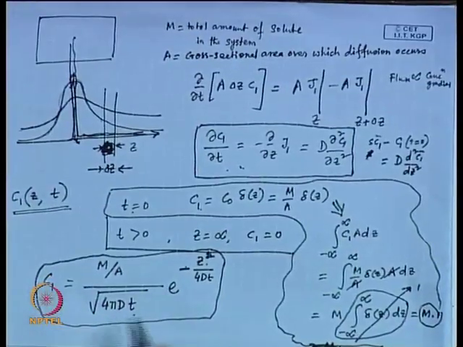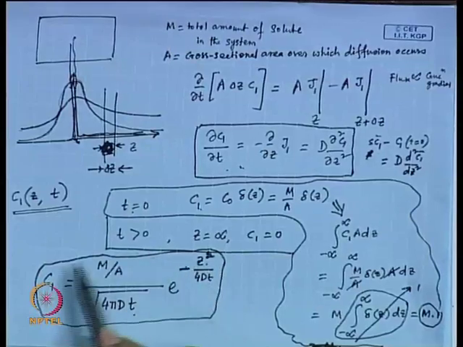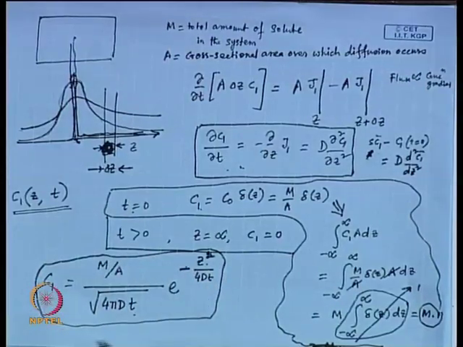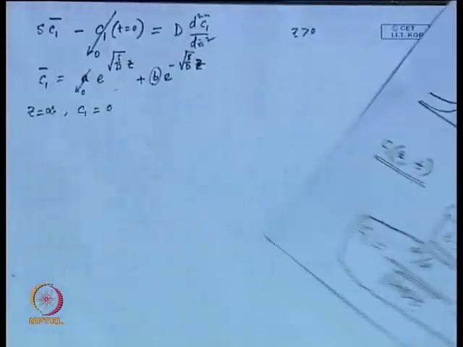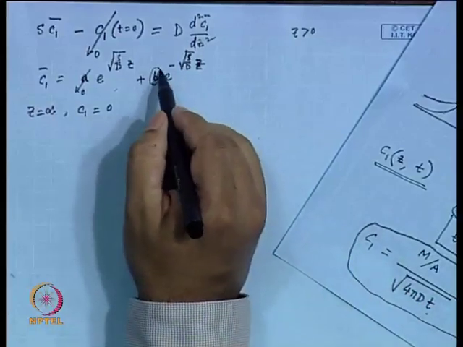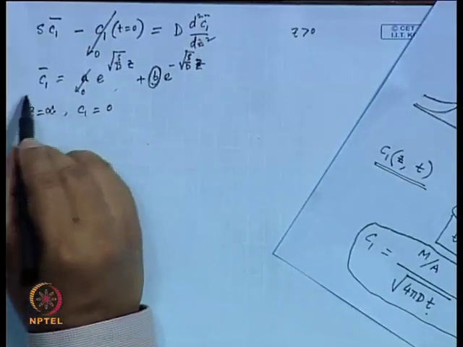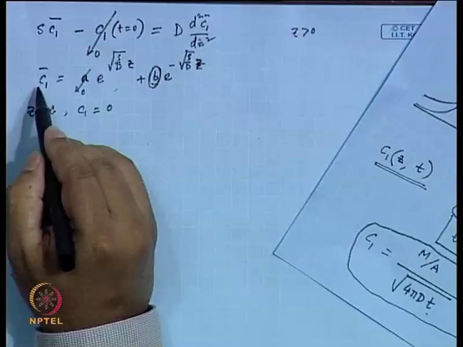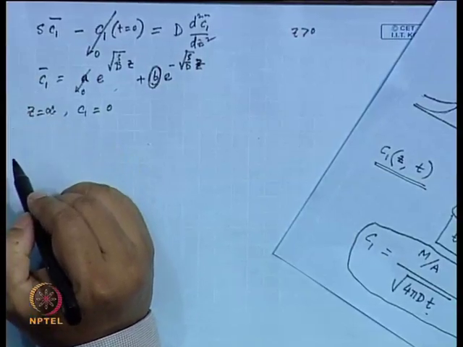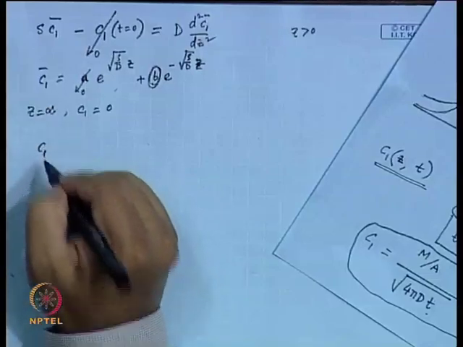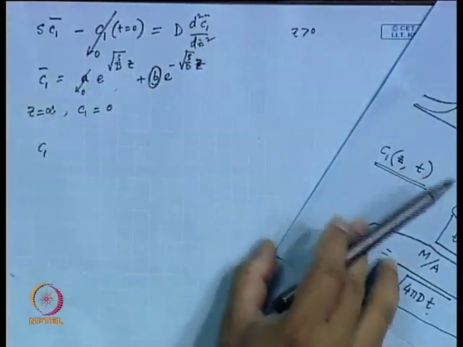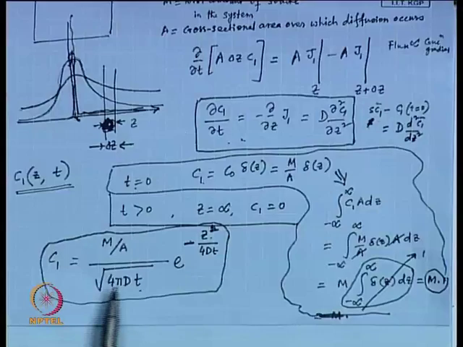Now, C1 is equal to m by a square root of 4 pi Dt, e to the power minus z square by 4 Dt. How you end up with this equation, because once you have this, using the other boundary condition, you have to find out what is B, and then you have to take an inverse Laplace transform for C. This is a C1 bar, but actually you are looking at the C1. So, when you take the inverse Laplace transform, you will get this form, C1 is equal to this quantity.